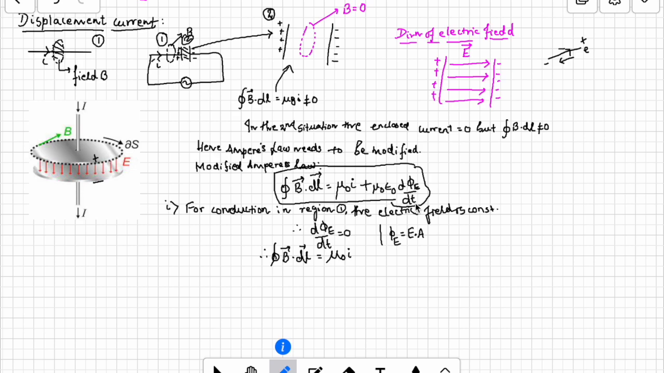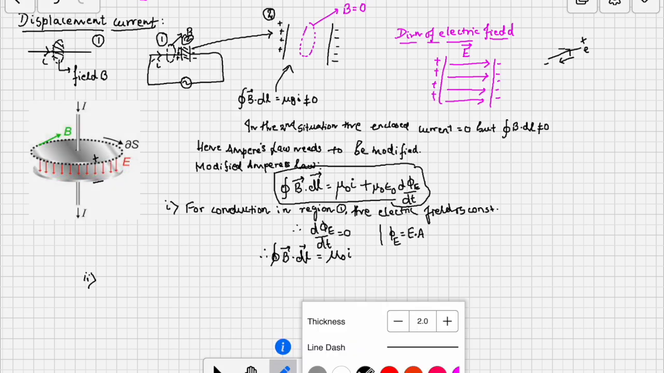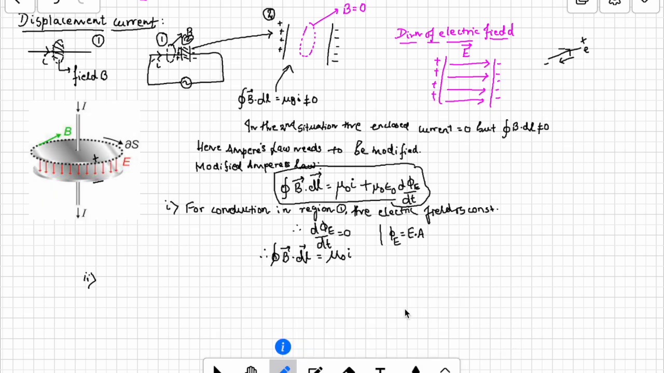Now in the second situation we have got region 2. Let me take number 2 and let's talk about the second scenario. So which is our region 2? This is our region 2, right? In between the capacitor plates. In region 2, we can say the field between the plates, let me just write this down.